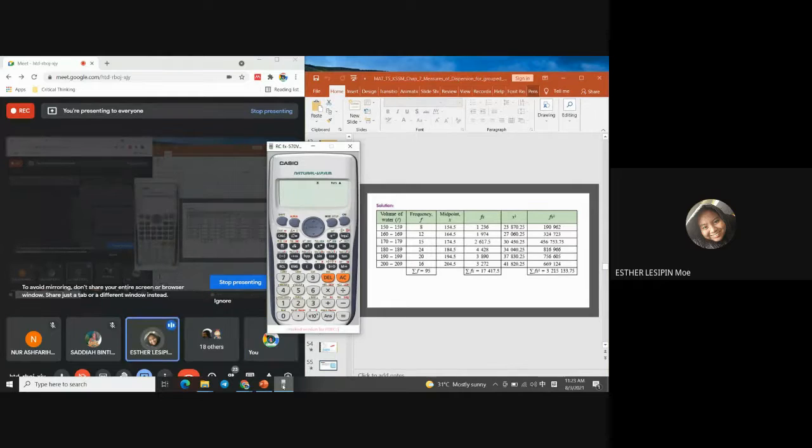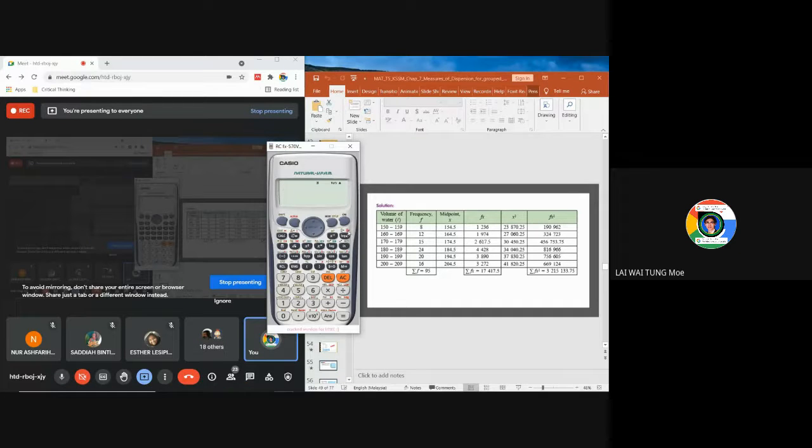Yes. Okay. So after you already press this, let's say you want to find the fx. So after you press each of these, 8 times 154 equals to this one, after that, you press M plus. Press M plus. Okay, I'll do some of this.